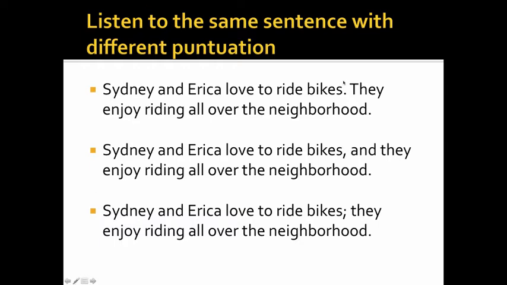So in the first example, I had two independent clauses, which are complete sentences, separated by periods, so my pause was longer between bikes and they. And the second one, this is actually a comma before a conjunction, so it was a little bit shorter of a pause. And this last one was the semicolon, and the pause was halfway between a period and a comma. All of these ways of writing this sentence are correct. However, when you start using the semicolon, your paper automatically starts looking a little bit more formal.